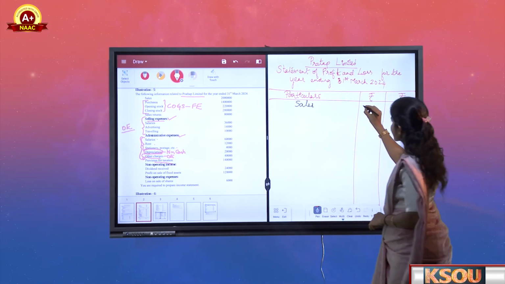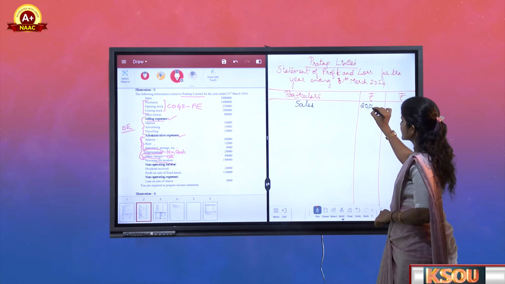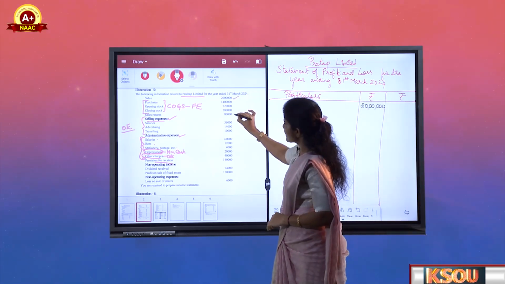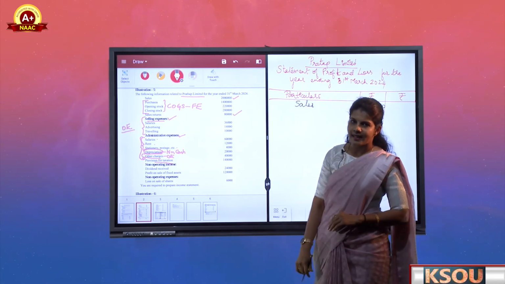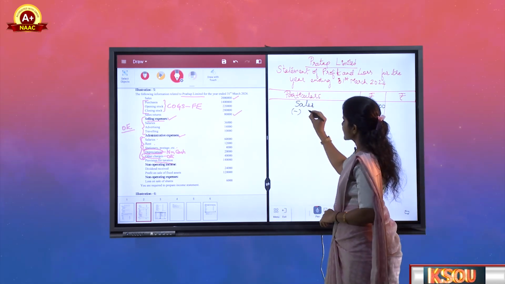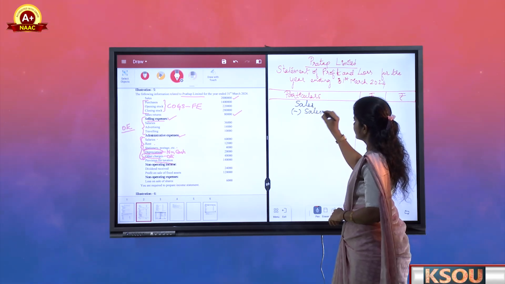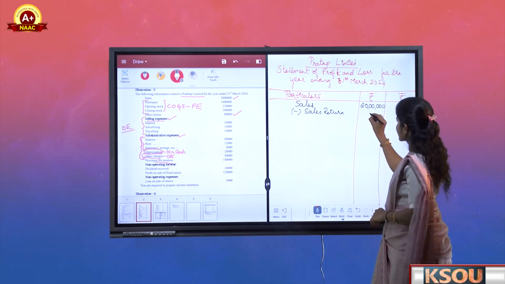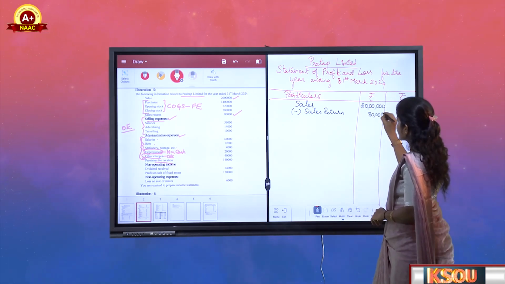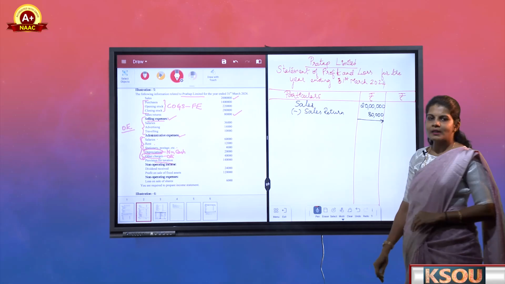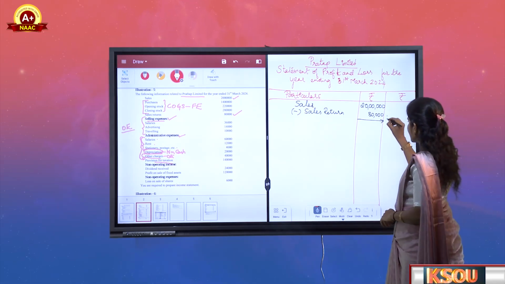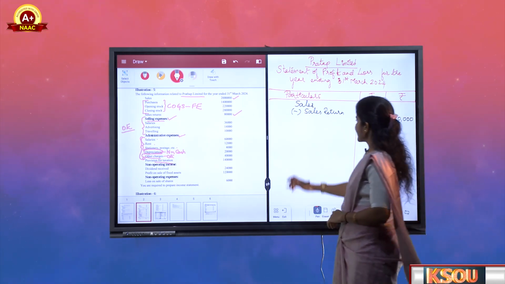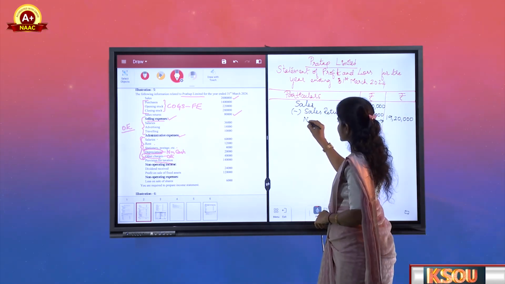The amount of sales is 20 lakh. Why am I writing this in the inner column? Because there is an adjustment for this. The sales value must be deducted by the sales return. Sales return they have given should be deducted. So less sales return, the amount of sales return is 80,000. So take the total to the outer column. 20 lakh minus 80,000 is 19 lakh 20,000. Okay. Next, this is called net sales.